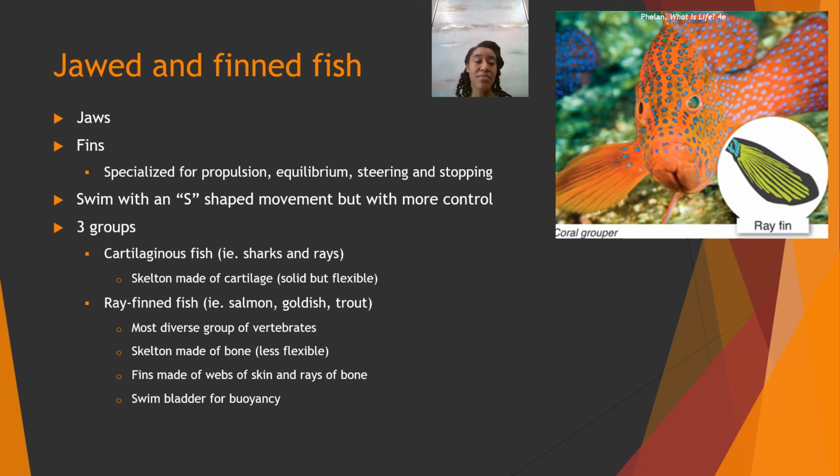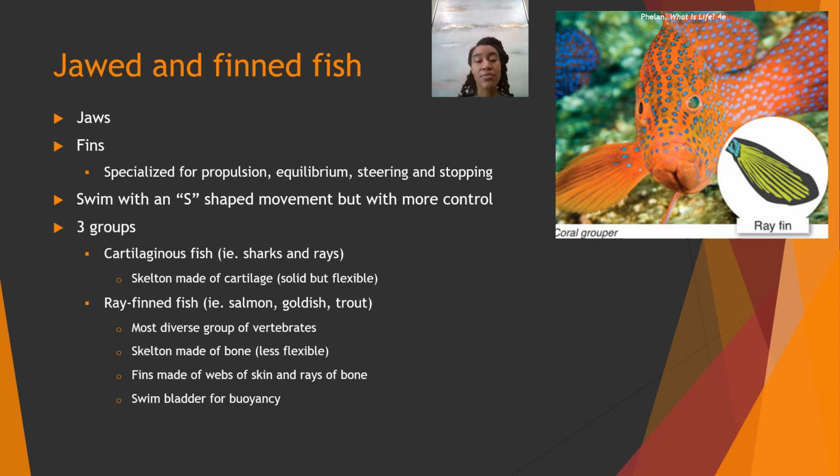And then we have our ray-finned fish. This includes the vast majority of what you would consider to be a fish. When you think of a fish, it's probably this. It includes salmon, goldfish, and trout. And this is the most diverse group of vertebrates out there.